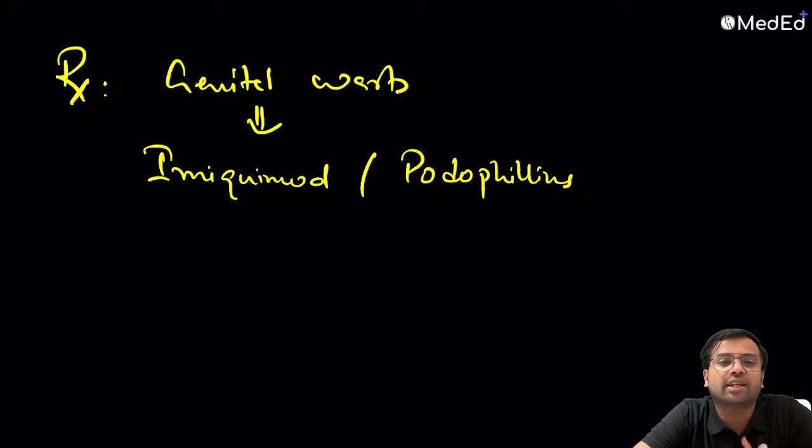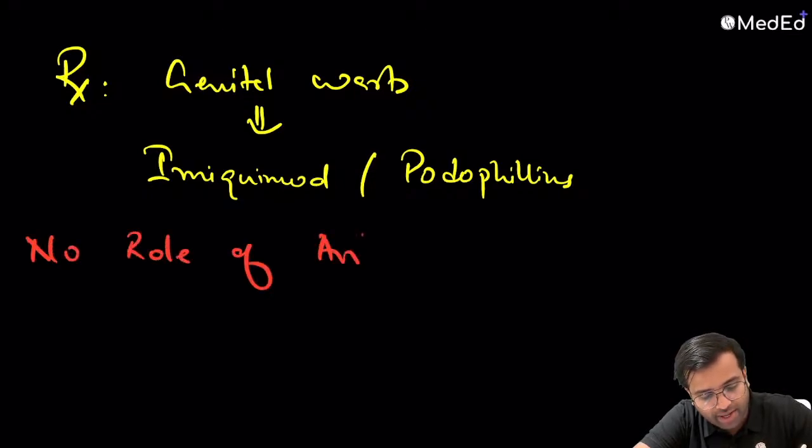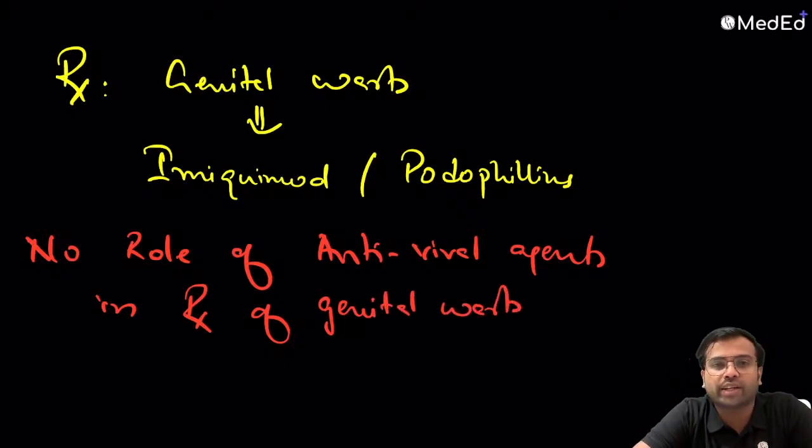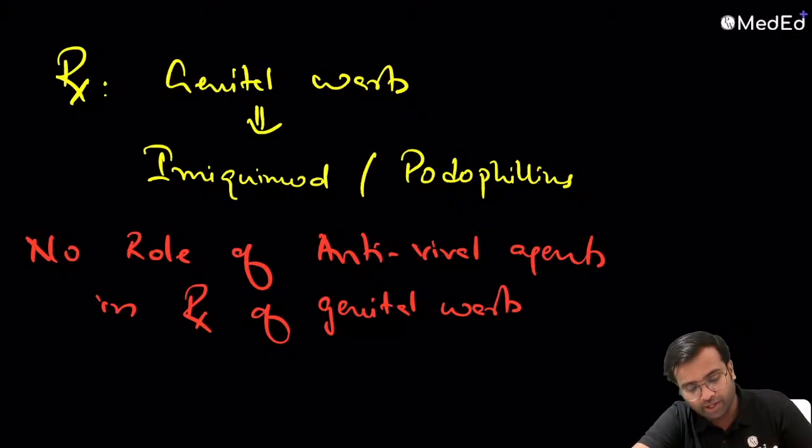Tell me if there is any role of antiviral agents when it comes to the management of condyloma acuminata. So please remember that there is no role of antiviral agents in the treatment of genital warts. All the antiviral agents like acyclovir, ganciclovir, famciclovir, etc. do not have any role in the management of genital warts, and genital warts can be best treated with medications like imiquimod or podophyllins. They are actually immunomodulators.